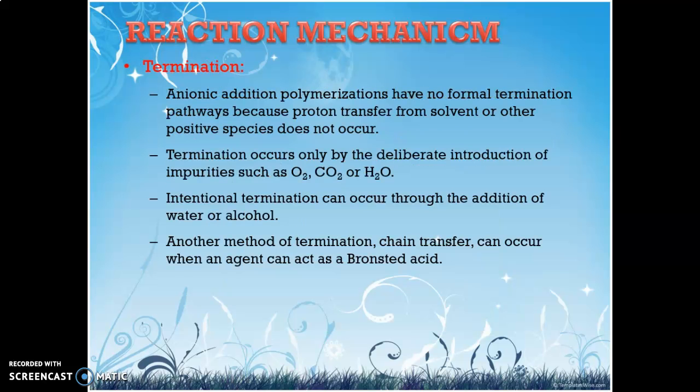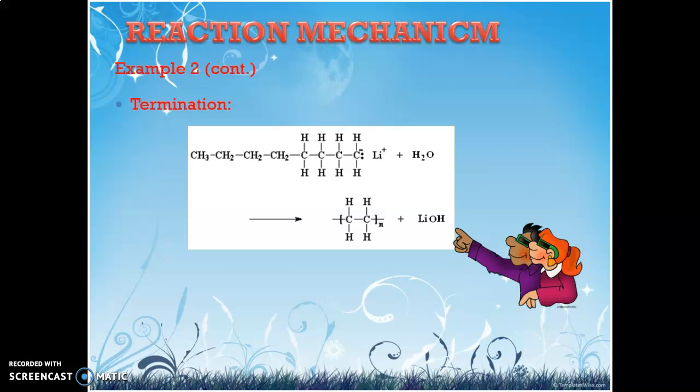And then termination. Anionic addition polymerization has no formal termination because proton transfer from solvent or other positive species does not occur. So termination can occur through the addition of water or alcohol. Another method of termination is by using a chain transfer. Okay, look at the termination step.